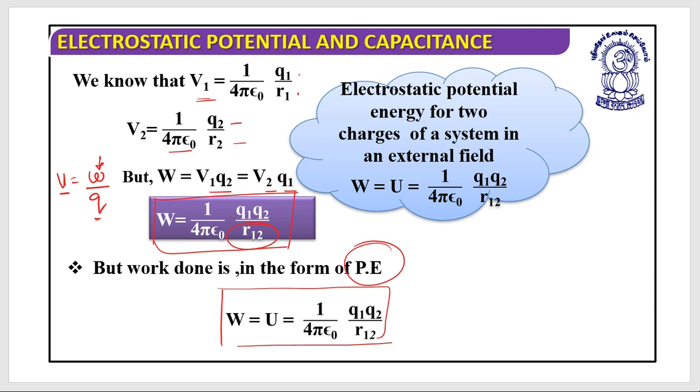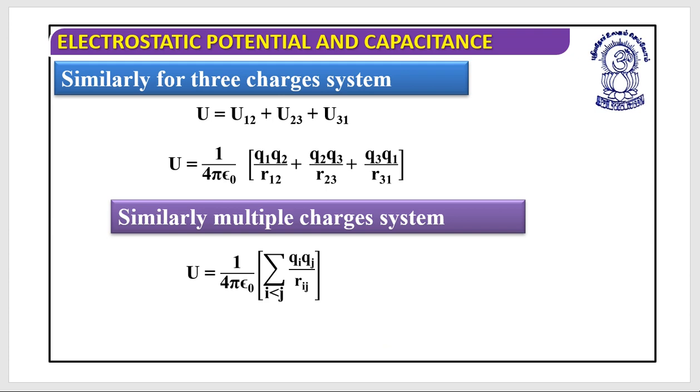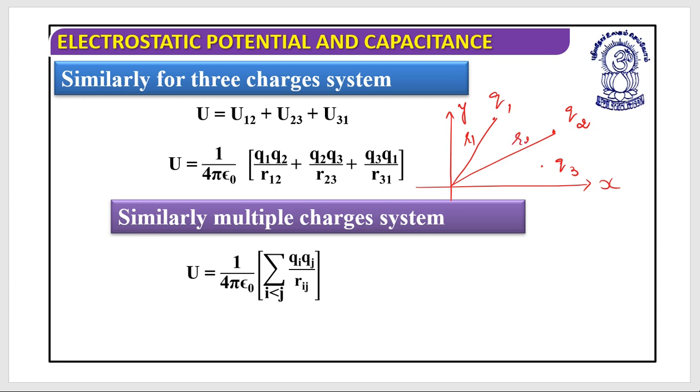Did you understand this? Are you sure? Okay, suppose there are three charges. Let's say the system would be something like this. This is x, this is y, and there are three charges q1, q2 and q3. Their position vectors can be redrawn as r1, r2 and r3. I want to find the potential energy of this system of three charges. How could I do this?